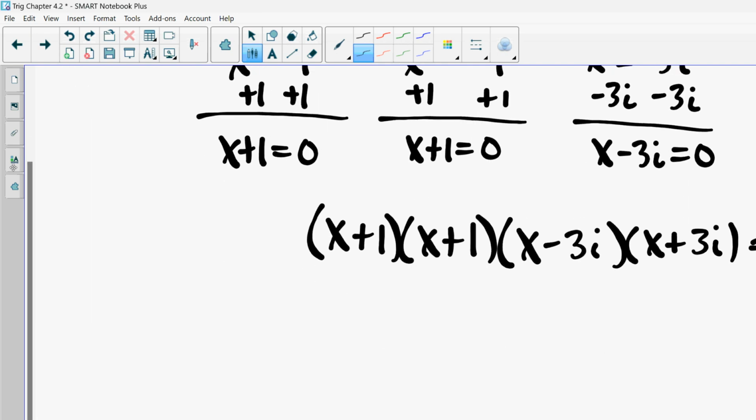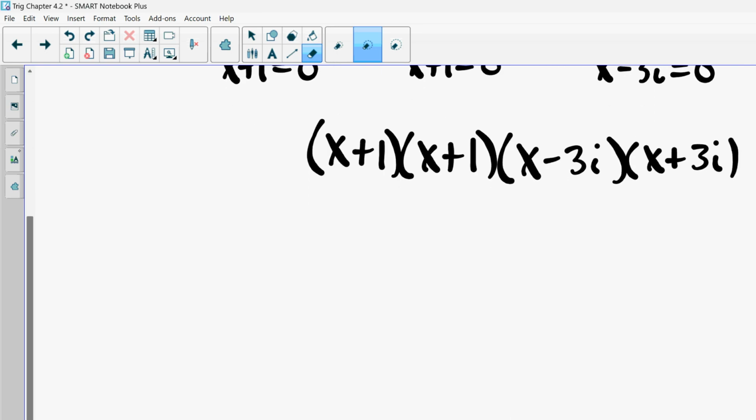Now we're going to multiply them all together. Now we can have the equal 0, or we can leave it off. Either way, we're really just wanting to see what these four binomial expressions multiply together to give us. One thing that I would advise heavily against is trying to multiply one of the complex linear expressions by something other than its pair.